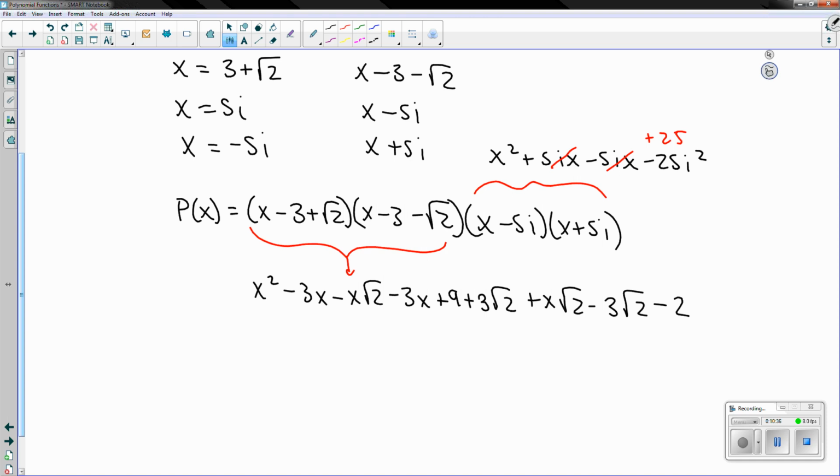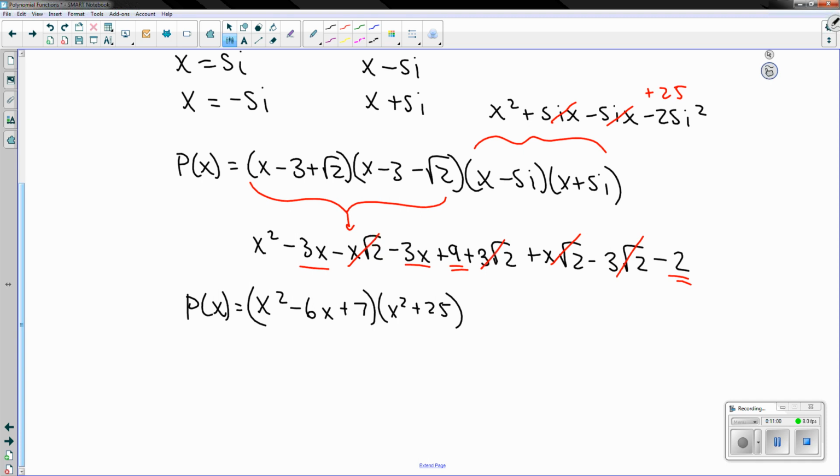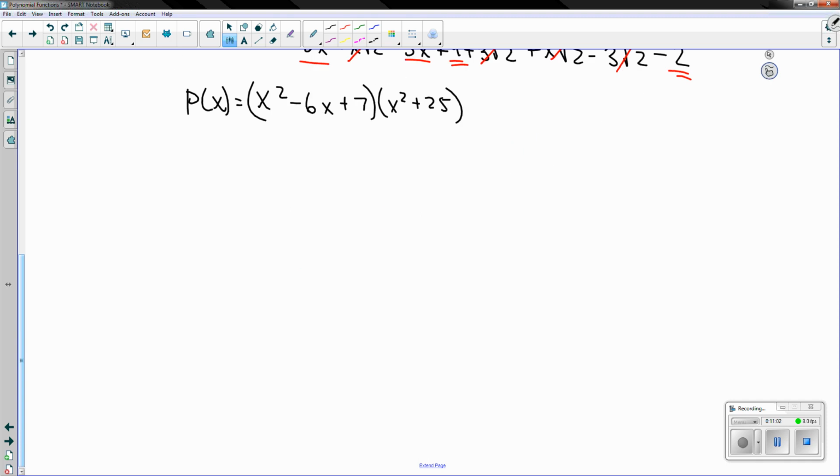We have this x root 2 and this x root 2 canceling, 3 root 2, 3 root 2 canceling, exactly what we want. We can combine like terms, and we're going to get a quadratic x squared minus 6x plus 7, and we're going to have to multiply that by x squared plus 25. So as we expected, all rational coefficients to work with now.